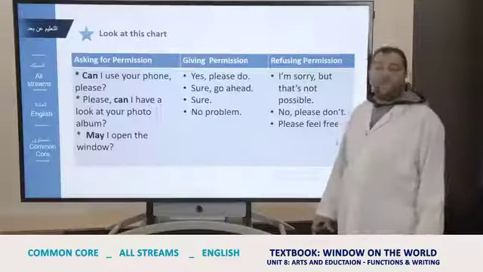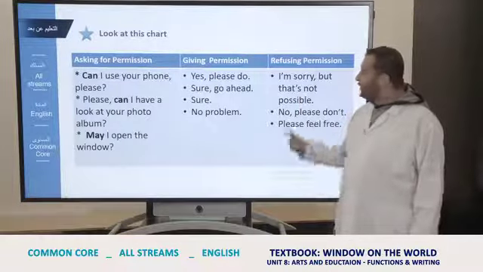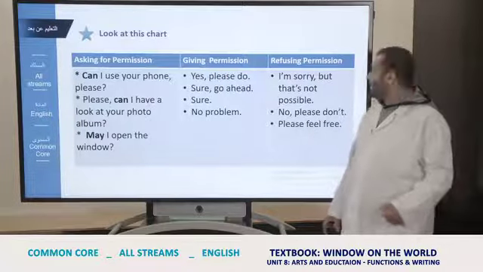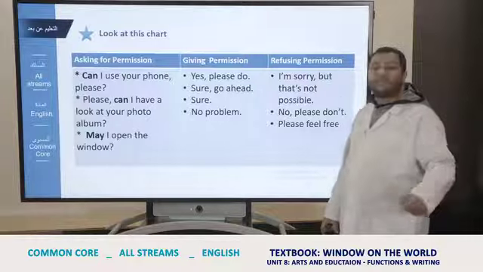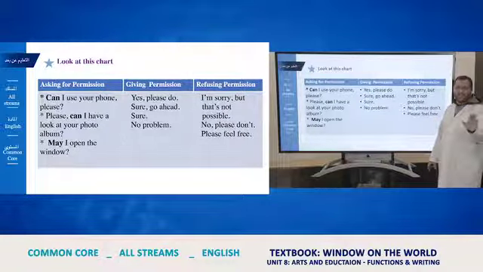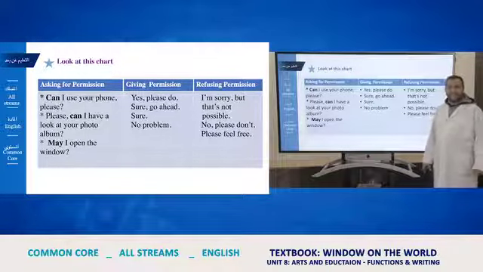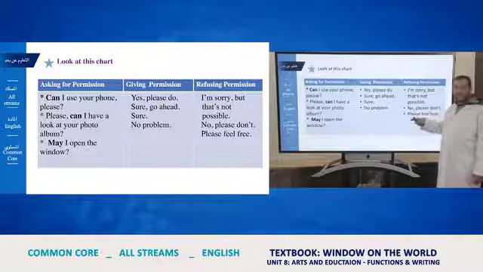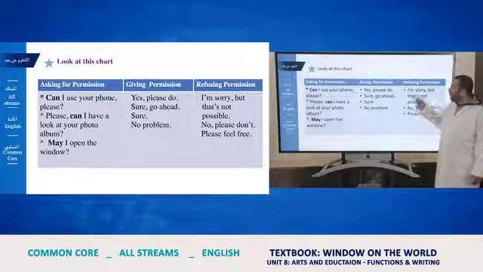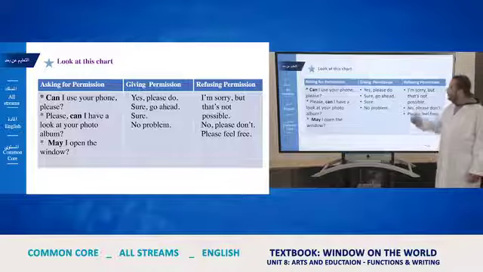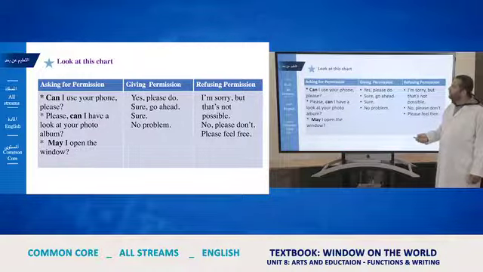By refusing the permission, you can use the following expressions. I'm sorry, but. Or, that's not possible. Or, no, please don't. The last one is, please feel free. Please try to read these expressions because we need them to be used in the next activity. So let's practice what we have learned so far.